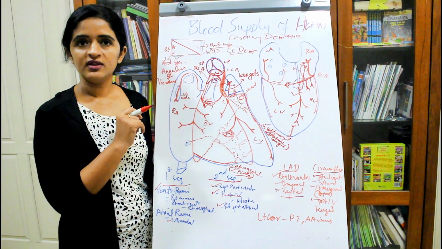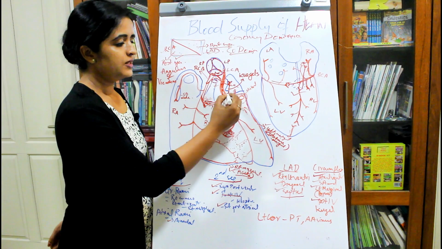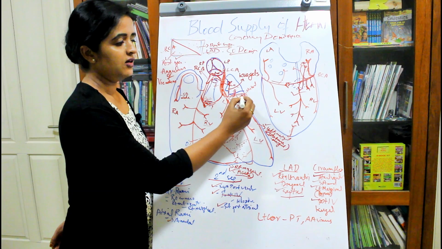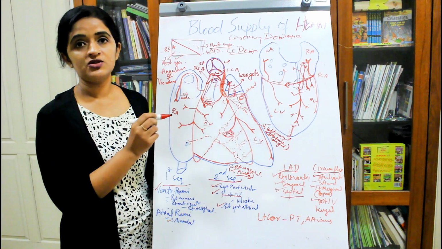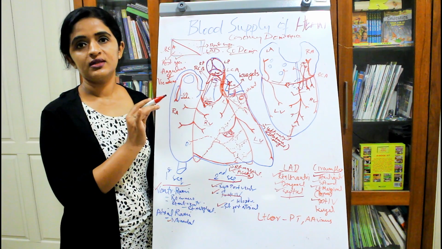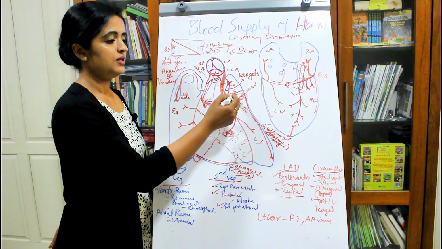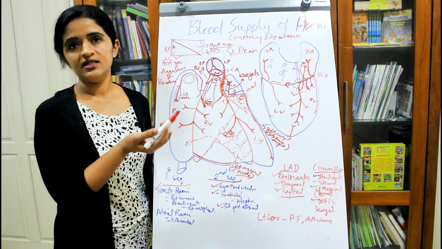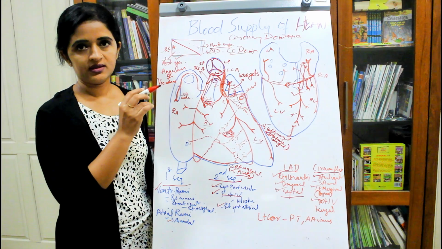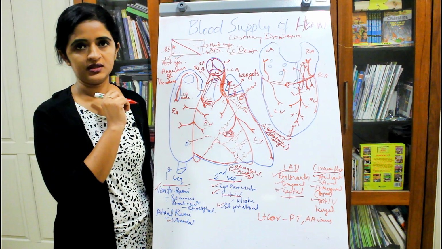Now, one more important thing which I would like to mention is, this left circumflex is actually running closer to the mitral valve, the mitral annulus. So, in case of mitral replacement surgeries, this left circumflex can easily get damaged. So, that is one of the applied aspects of the left circumflex.